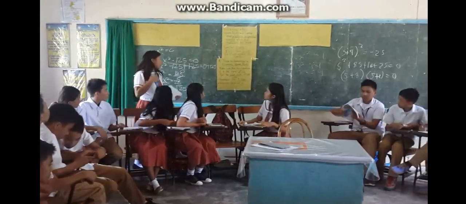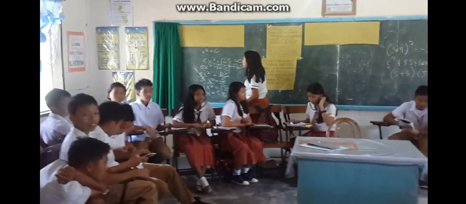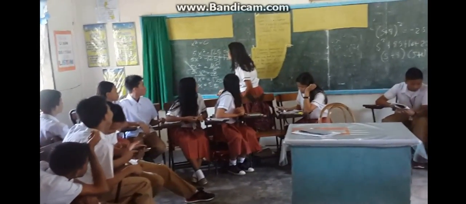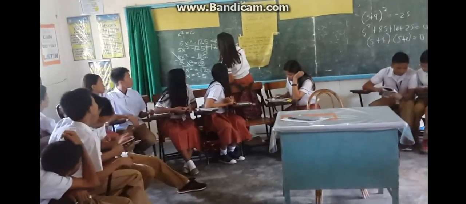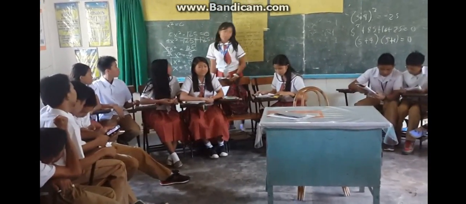To prove the roots of 5x squared minus 125 is equal to 0, the real roots are positive 5 and negative 5.